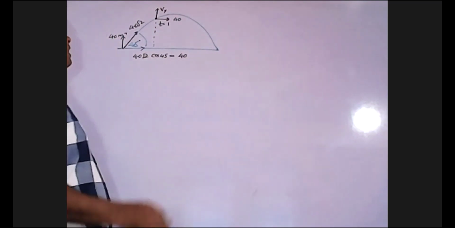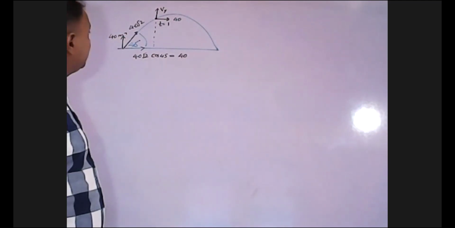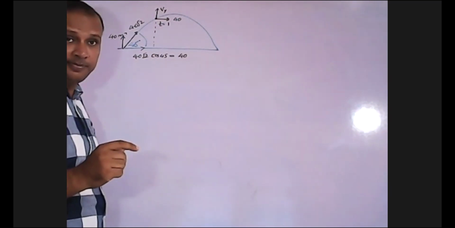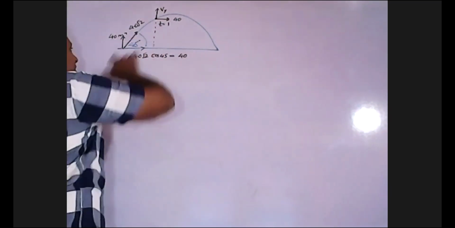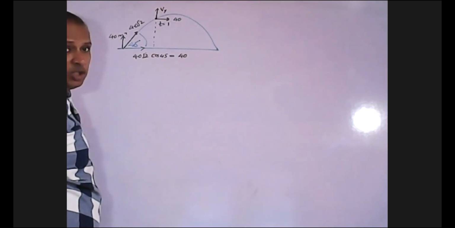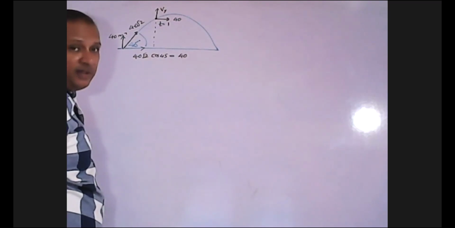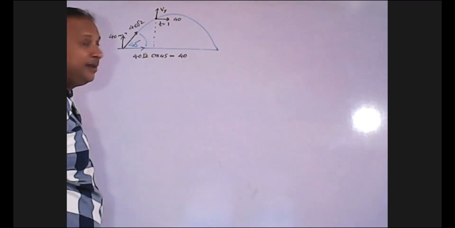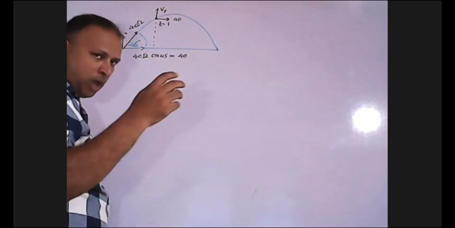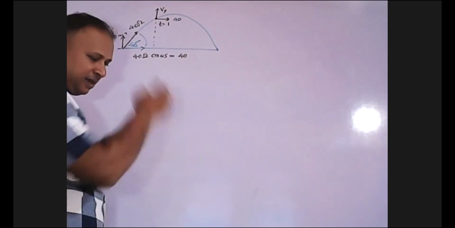In this question, this object is projected at a velocity of 40 root 2 at an angle of 45 degrees to the horizontal. You are asked to find the velocity after 1 second of projection. If you want to find the velocity, you have to know the horizontal component as well as the vertical component.